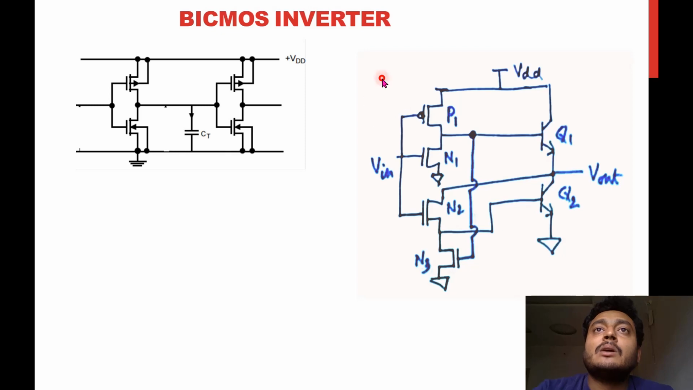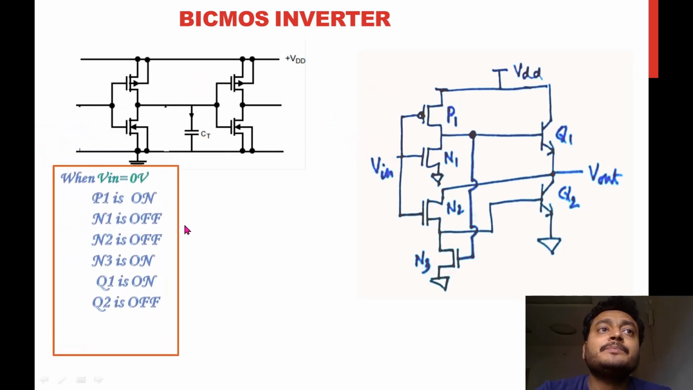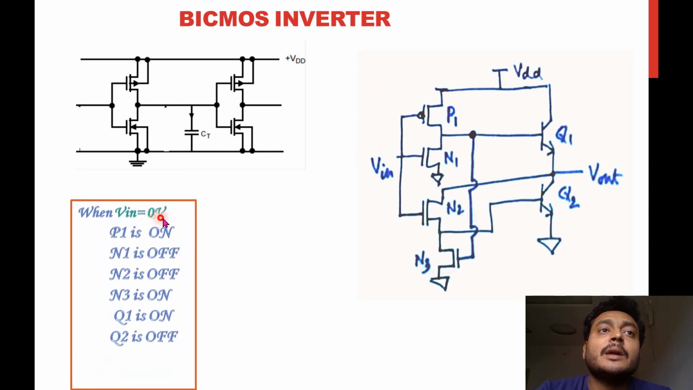So now we are going to provide V equal to 0. If we provide V equal to 0, what will happen? What are the conditions of the transistors here? What is the condition of P1? P1 is on, right? Because input is 0 means P1 is on, and this is NMOS, so N1, N2 are off because they are directly driven by V. N1, N2 are off. And what about N3?